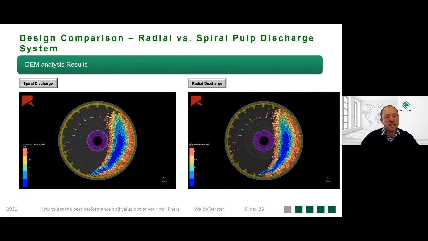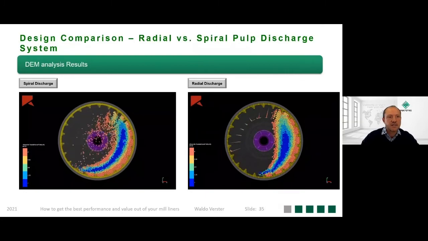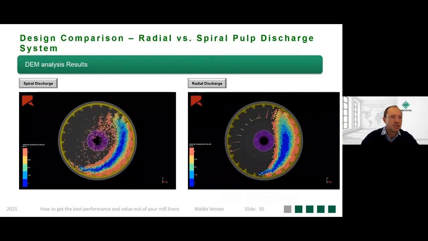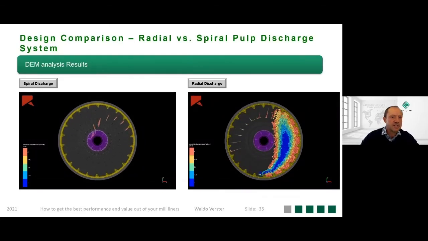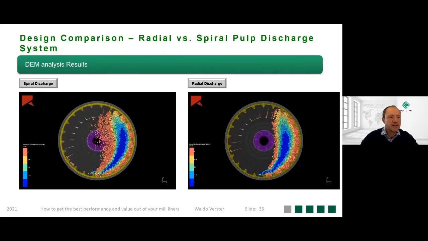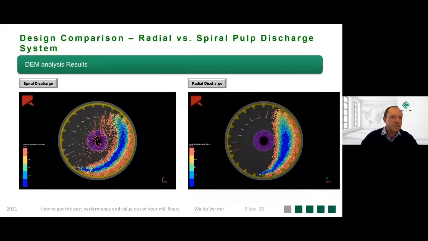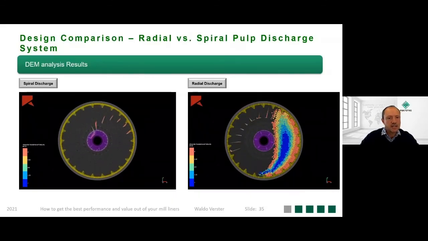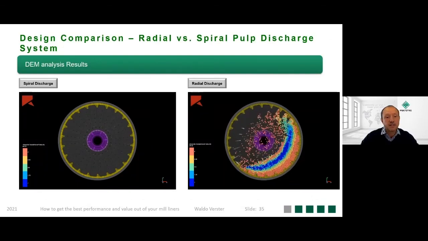Guys, then I would like to play a DEM simulation. This one indicates the spiral design, and it's showing the kidney shape inside the mill. As soon as the ore reaches the 6 o'clock position, we hide the kidney shape. I just want to play this again. As soon as the ore reaches the 6 o'clock position, we hide the kidney shape. You'll see that it enters the 6 o'clock position, and we can clearly see the discharge and the discharge rate in the spiral design. Let's compare that to the radial design.